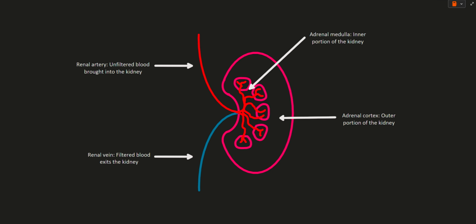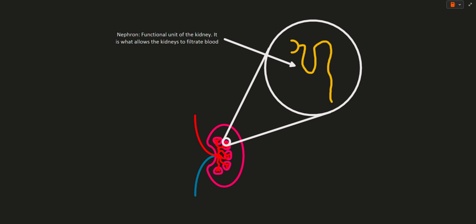First, blood enters the kidneys through the renal arteries. There are two parts to the kidney, which include the adrenal medulla and the adrenal cortex. The adrenal medulla is the inner portion of the kidney, while the adrenal cortex is the outer portion of the kidney. If we were to zoom into the kidneys, we would see little structures known as nephrons.